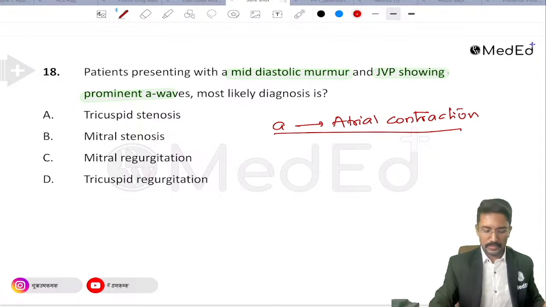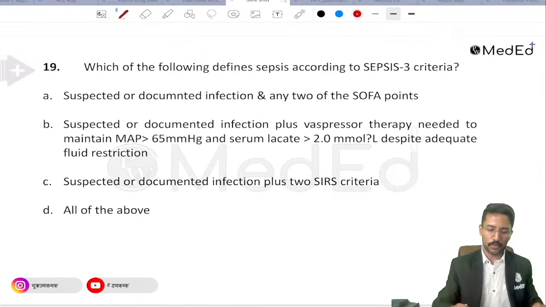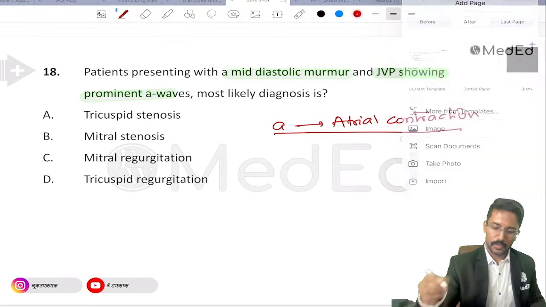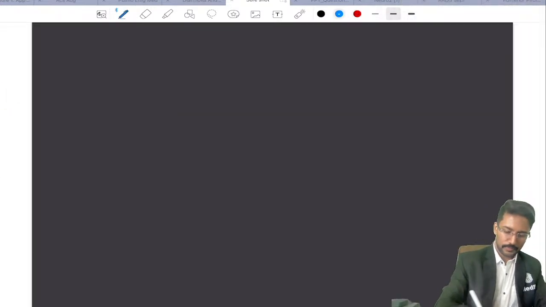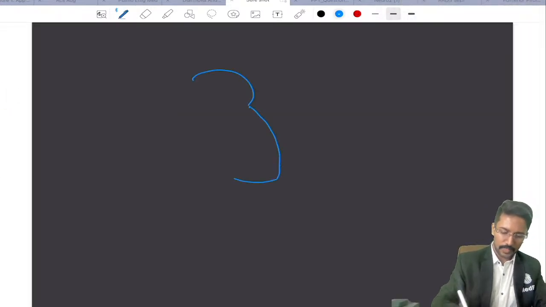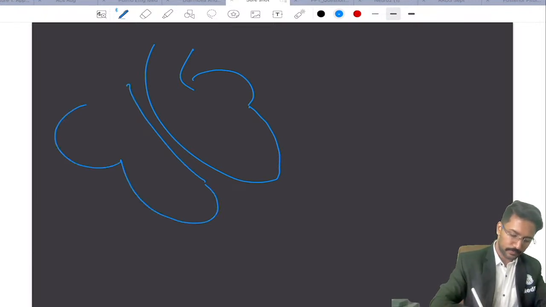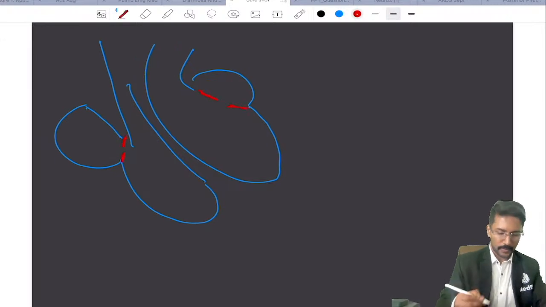Okay, so Naveen says mitral regurgitation, and Sanjit Mayangbam says it is tricuspid stenosis. Okay, let us see what happens. So when you talk about the heart, this is your left side of the heart, this is your right side of the heart. From here you have the tricuspid valve, here your mitral valve. When the atria are contracting to empty in the last phase of diastole, the ventricle is receiving the blood.